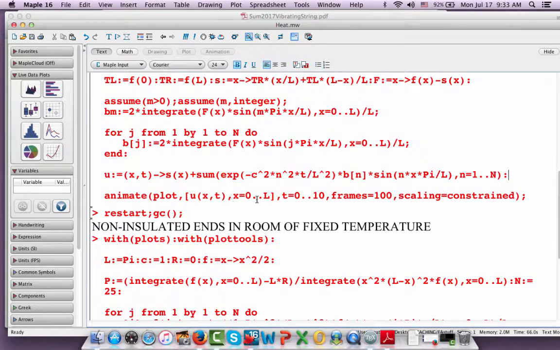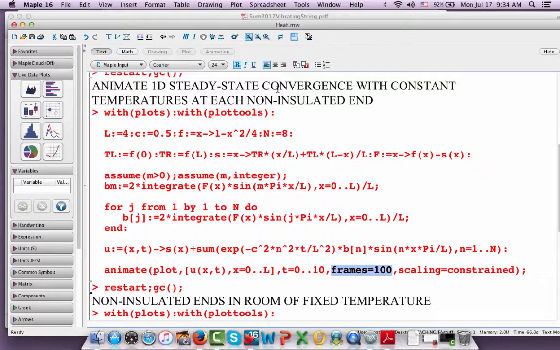And then we're going to animate that for t seconds and 100 frames. The default setting is 10 frames per second for the animation. And we'll see what this looks like. Again, the temperature at the endpoints has to remain fixed at those values, 1 and -3, for all time. And that's why the stabilization is towards the steady state distribution, which is a line, a linear function, s of x.